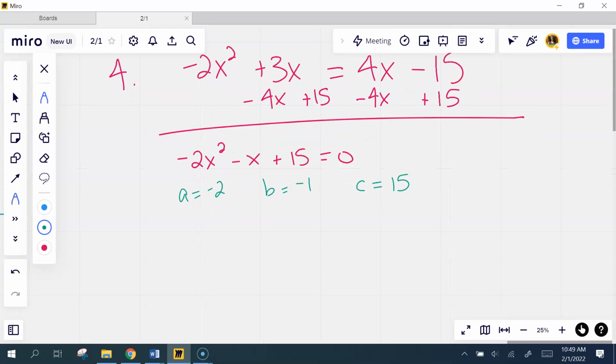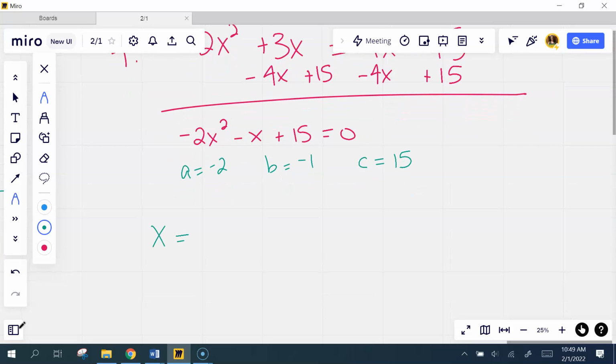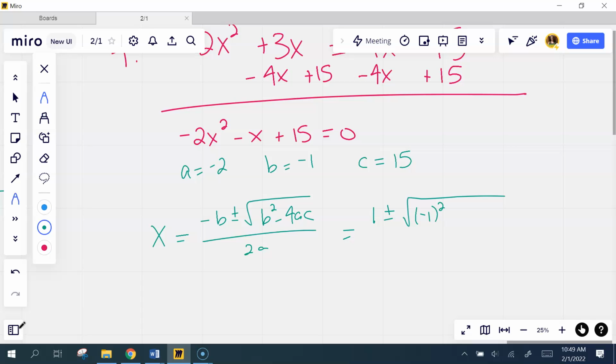All I'm going to do is take that quadratic formula and plug in. B squared minus 4ac all over 2a. So opposite b, which would be 1, plus or minus the square root of b squared minus 4 times a times c all over 2a.